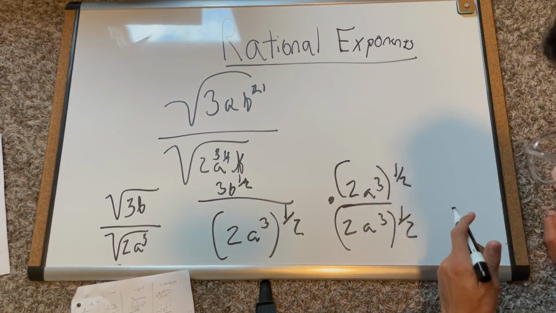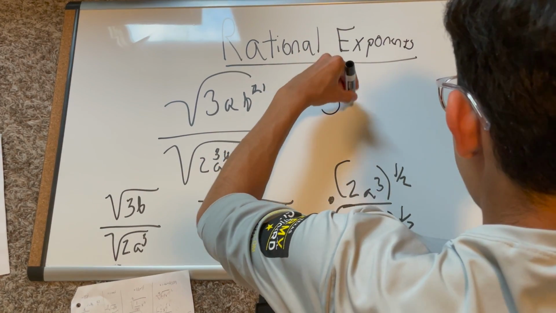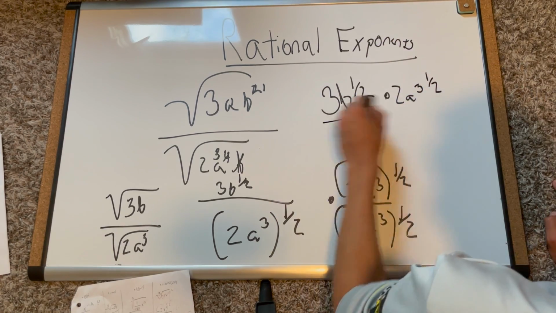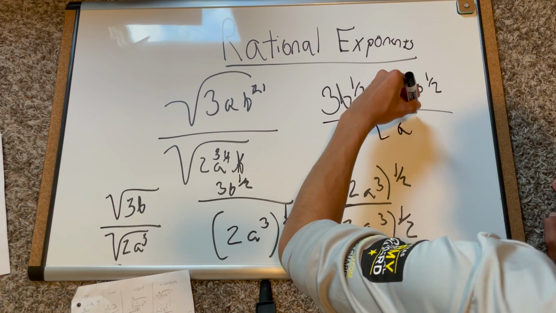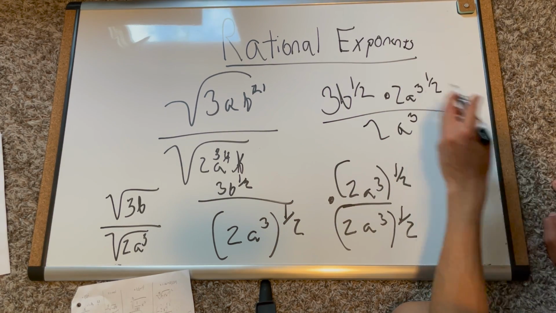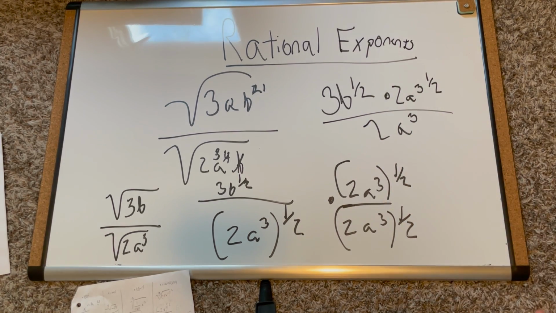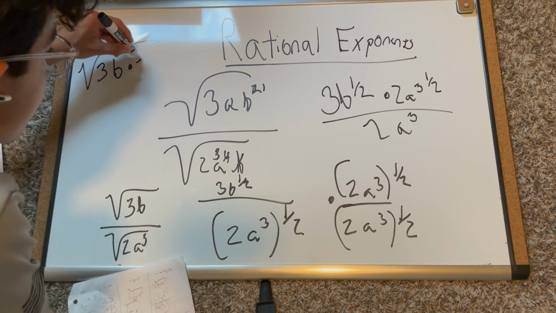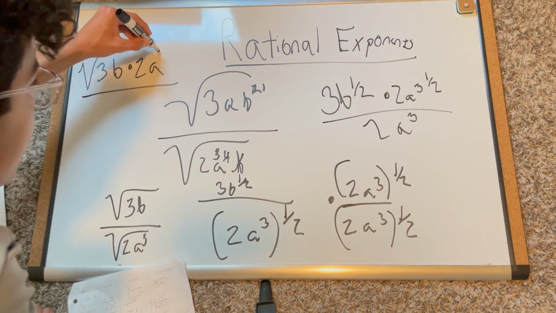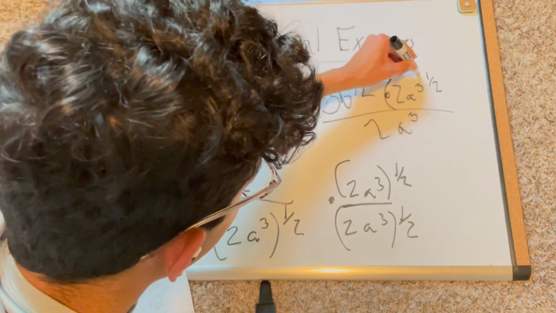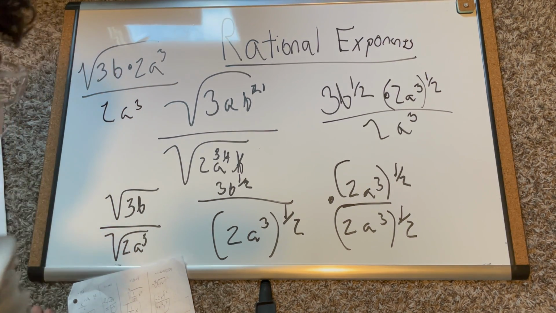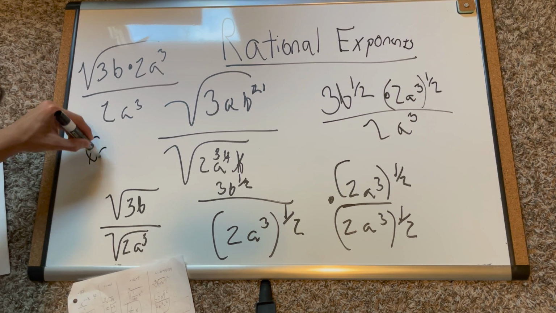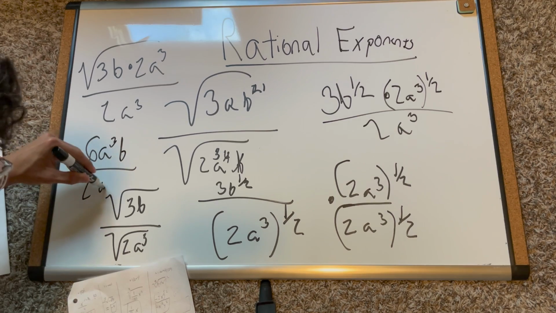So once we get that, we know it gets rid of the fraction exponent, right? So it's 3b times 2a cubed. Okay. So they both have a common denominator again. So we could do the square root of 3b times 2a cubed. Make sure I keep those exponents in. We could just simplify that: 6a cubed b over 2a cubed square root.